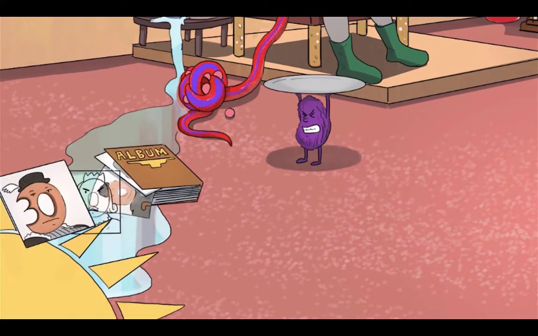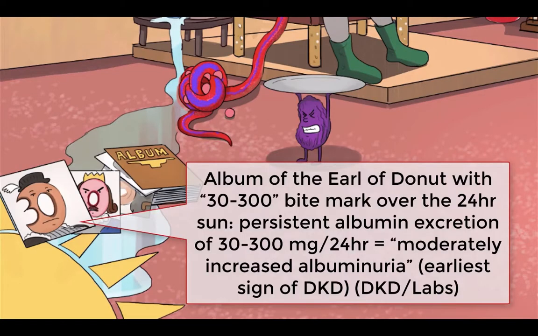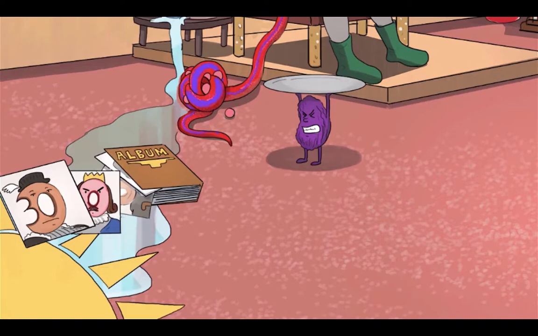Let's look at labs. Patients with diabetes are routinely screened for diabetic nephropathy, the earliest sign of which is a moderately increased albuminuria, formerly referred to as microalbuminuria. It's defined as a persistent albumin excretion between 30 and 300 milligrams on a 24-hour urine collection. In this scene, moderately increased albuminuria is represented by this family album here, sitting in the filtered water leak. Notice that the Earl of Donut looks like the number 30, while the picture of King Duncan behind him adds another zero to make 300. The sun on the floor represents 24 hours.